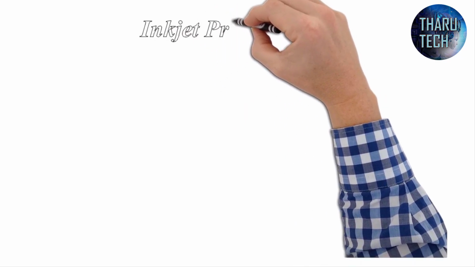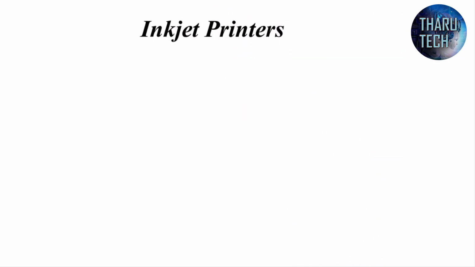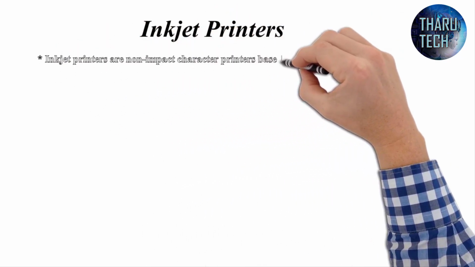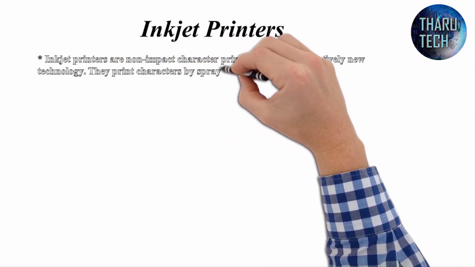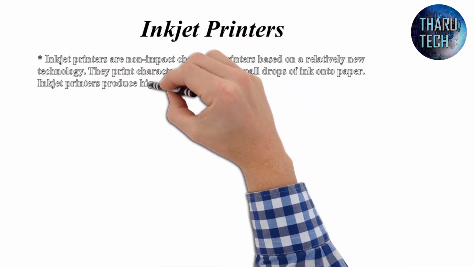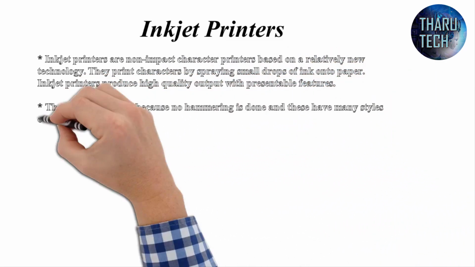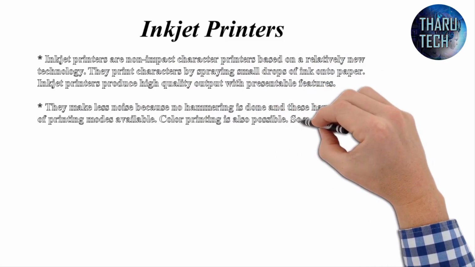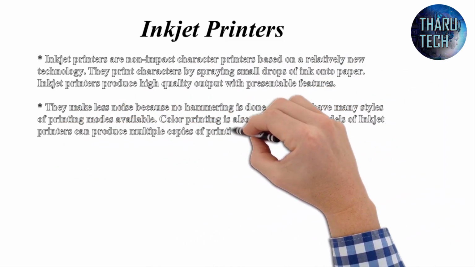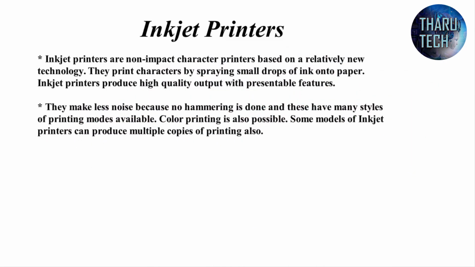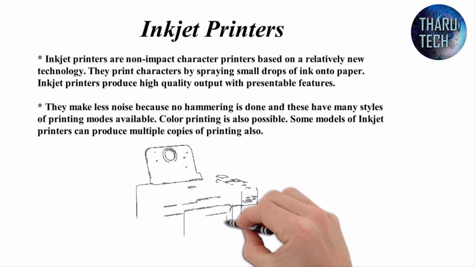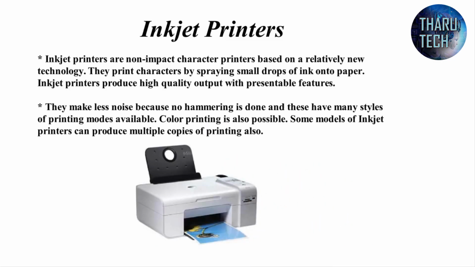Inkjet printers. Inkjet printers are non-impact character printers based on a relatively new technology. They print characters by spraying small drops of ink onto paper. Inkjet printers produce high-quality output with presentable features. They make less noise because no hammering is done, and these have many styles of printing modes available. Color printing is also possible. Some models of inkjet printers can produce multiple copies of printing also.